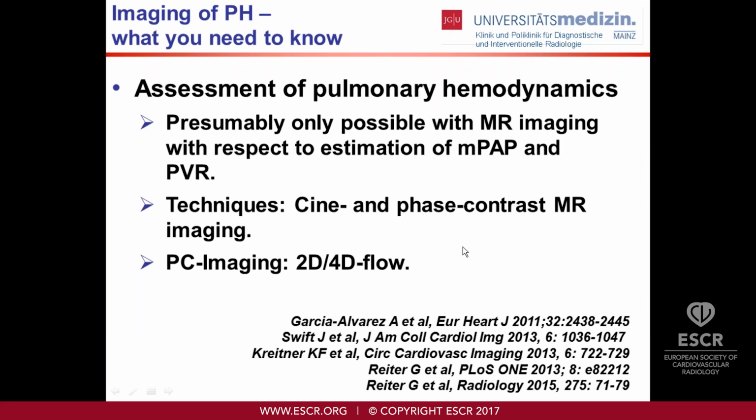I think this is presumably only possible non-invasively with MR imaging with respect to the estimation of the mean pulmonary arterial pressure and pulmonary vascular resistance. There are some papers available where they made a combination of cine and phase contrast MR imaging, but I think the future will lie in phase contrast imaging, and not only in 2D flow, but especially in 4D flow. I just want to point out two studies that have been done in the field.